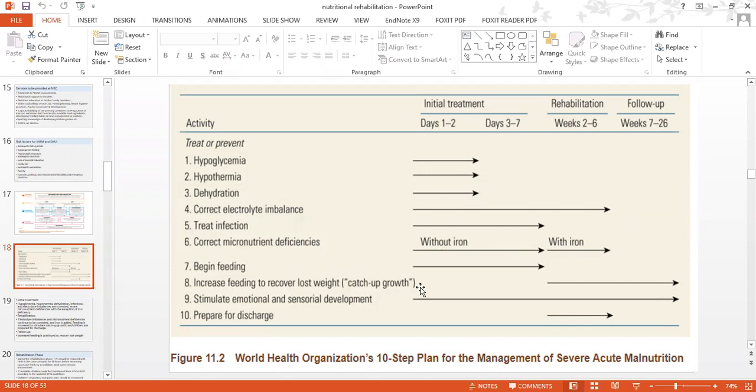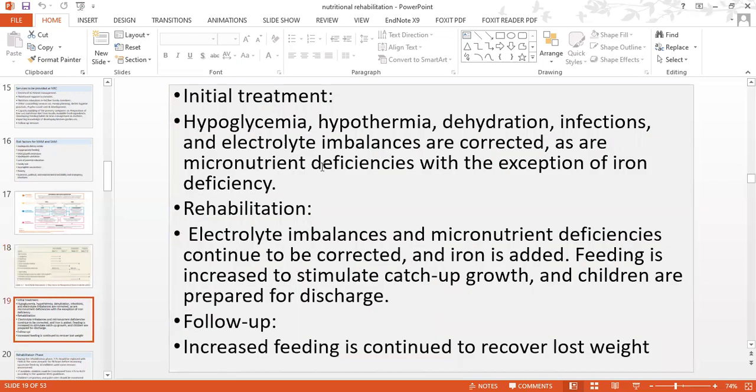The increased feeding to recover the weight loss is the main activity here in the rehabilitation phase, to catch up the growth and to rehabilitate the health status as he or she was previously. So here you see that after initial treatment of hypothermia, hypoglycemia, dehydration, and infection, electrolyte balances and micronutrient deficiencies are corrected in the initial treatment, but in rehabilitation, electrolyte balance and micronutrient correction continue, and iron is added.